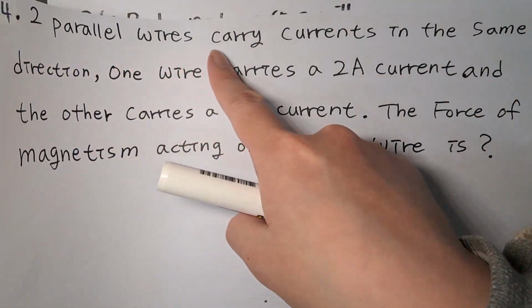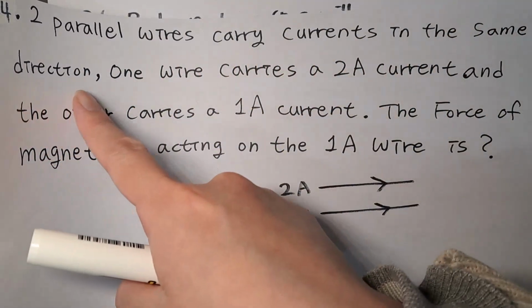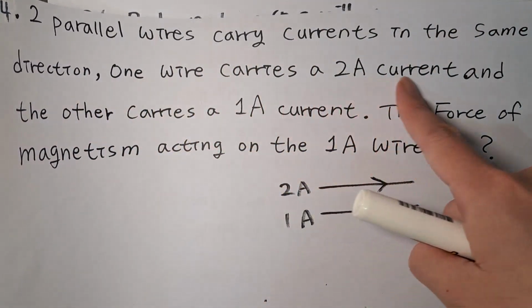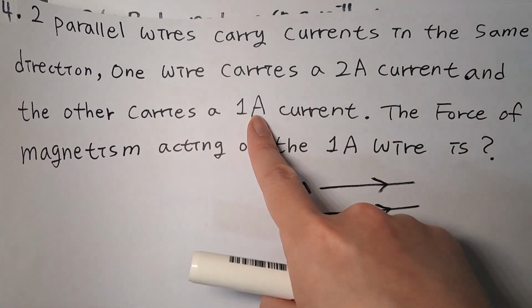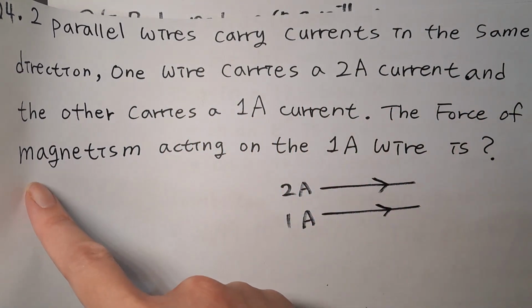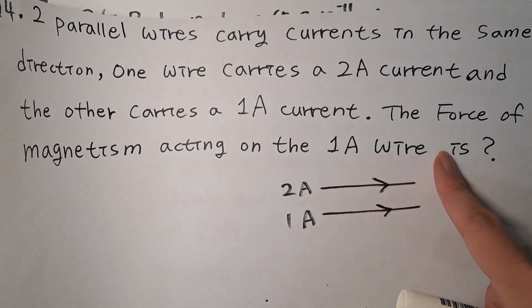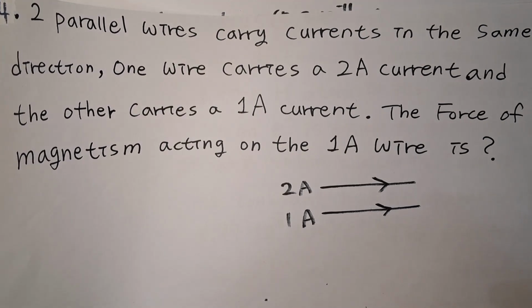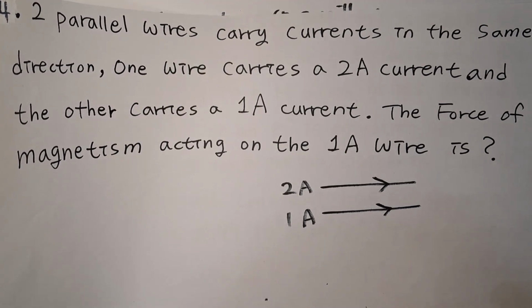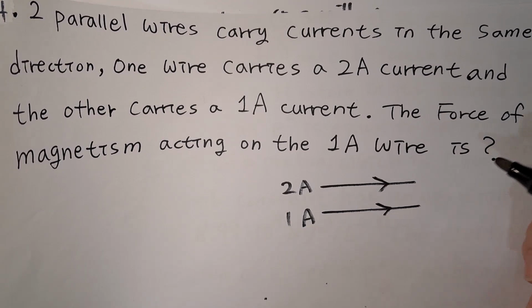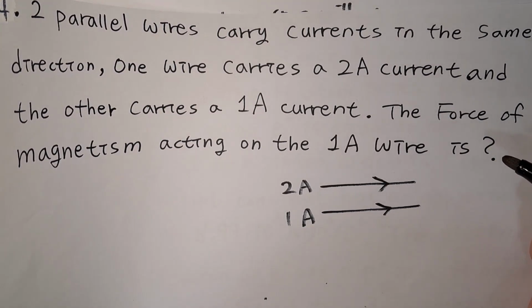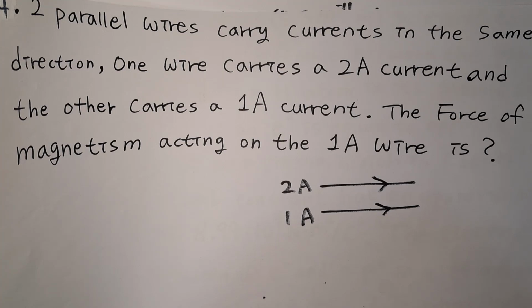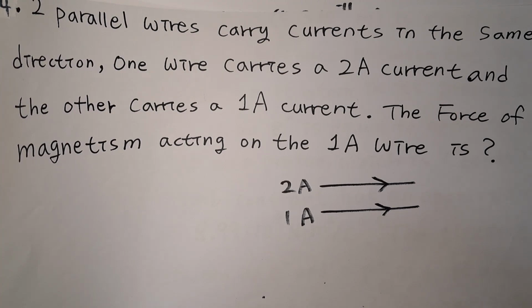Two parallel wires carry current in the same direction. One wire carries a 2 ampere current and the other carries a 1 ampere current. The force of magnetism acting on the 1 ampere wire is... So two parallel wires with current in the same direction will attract one another. According to Newton's third law, the force is the same as the force acting on the 2 ampere wire, and the wires attract.